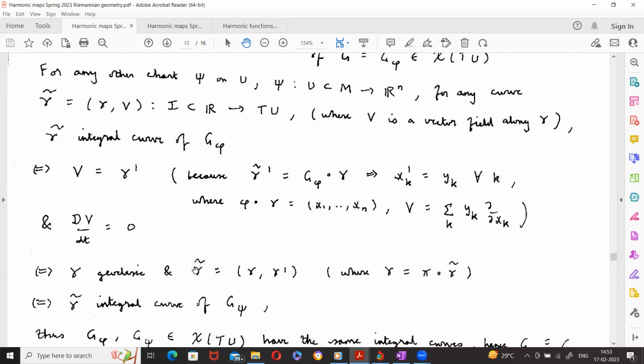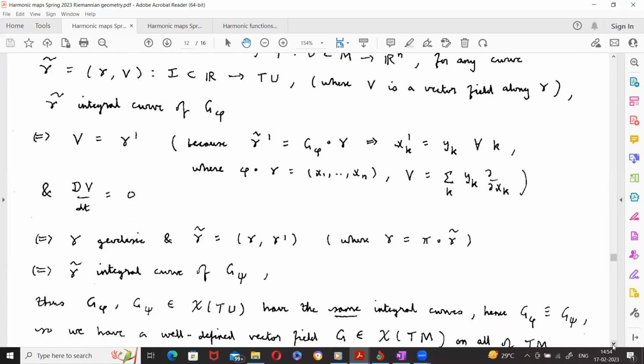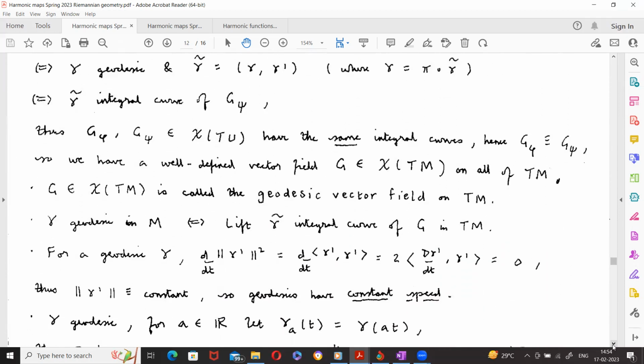But the same argument will tell you that any integral curve of G psi, if I take a different chart psi, will also have to be the natural lift of a geodesic. So that means that the vector fields G phi and G psi have the same integral curves, right? But if two vector fields have the same integral curves, then they have to be equal. Yes, okay, they have to be equal. So that means that G phi is equal to G psi. So this vector field is actually well defined, independent of the choice of chart.